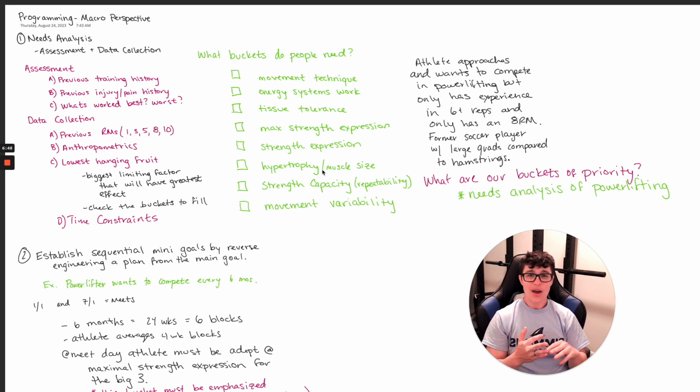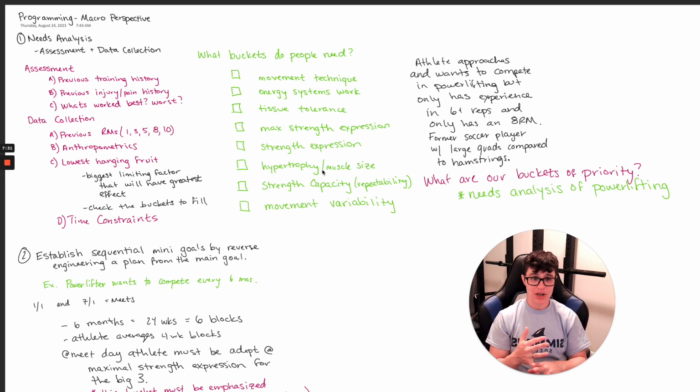Okay, tissue tolerance. Was there a previous injury there? Do we need to really focus on building up the tolerance of a specific tissue in the body based on this person's history? For example, they have knee pain with quad dominant movements. Do we need to build their quad tissue tolerance in a range of motion, at a certain intensity, at a certain rep range? These are all questions I'm asking myself and all buckets that I'm looking to fill if I need to. But again, all this information comes from my needs analysis and discussing where that athlete is and where they want to be.